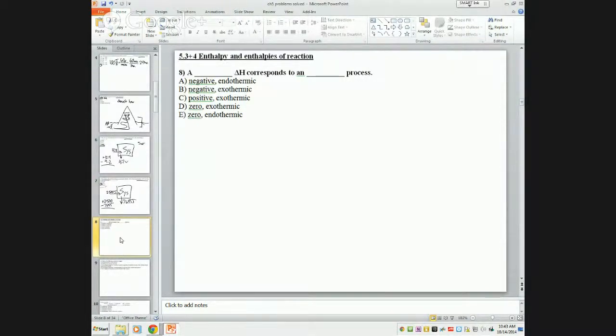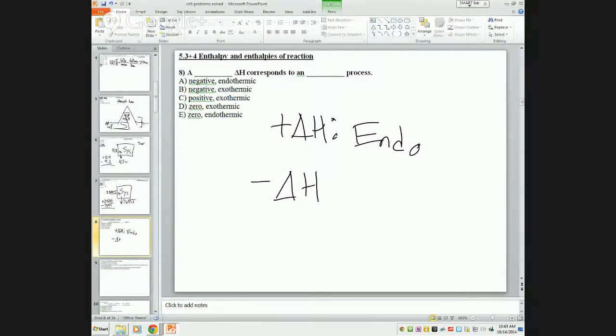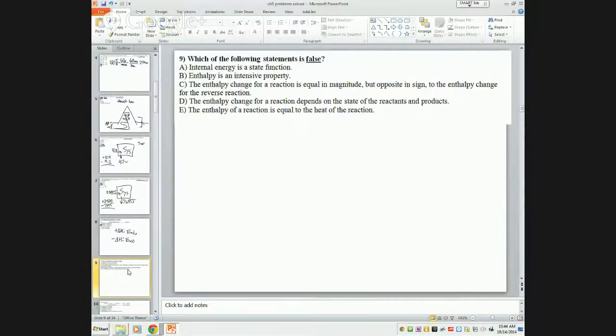So things to remember, if we have a positive delta H, that means a gained heat, which would be endothermic, right? And if it lost heat, it would have a negative delta H and be exothermic. So we're looking for an option where those two are correct and matching with each other. And it's B. A negative delta H is exothermic, right? Not too bad.